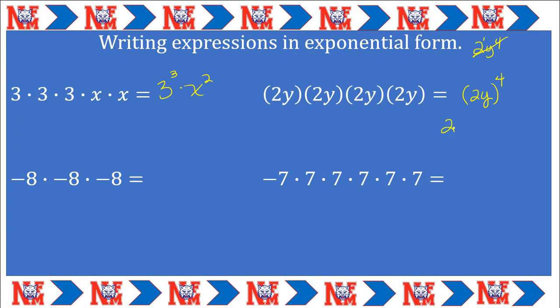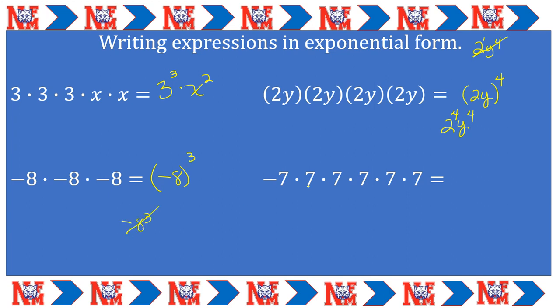Or if you did want to break it apart, you could say 2 to the fourth times y to the fourth. Either one of these is correct. The next one, make sure you include the negative. So it's negative 8 with parentheses to the third. It is not negative 8 to the third.